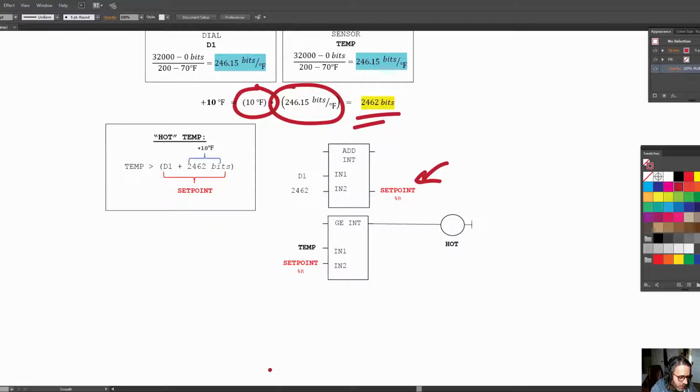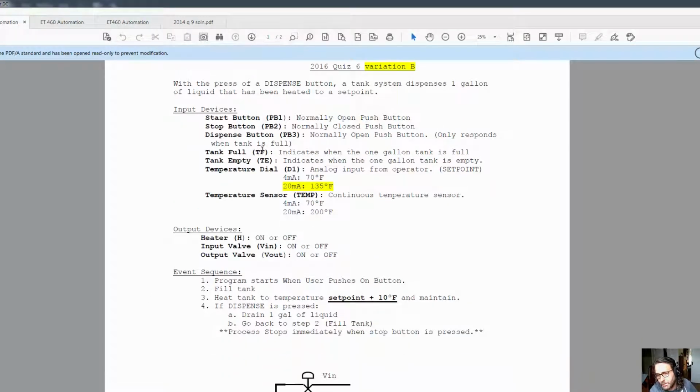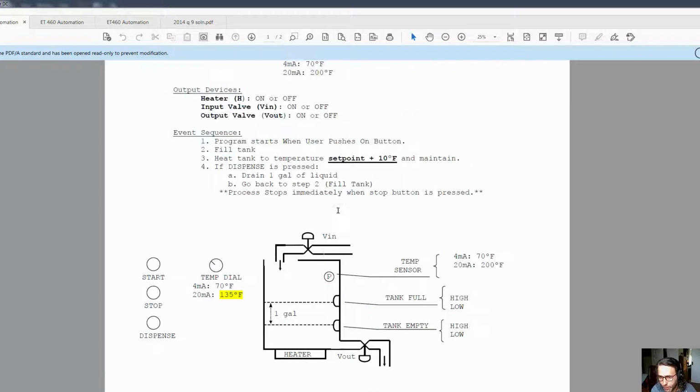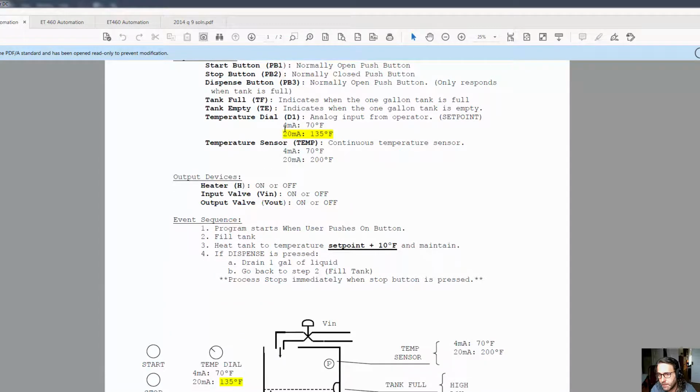So let's look at this first variation. I gave that to you in the Brightspace files, and it looks like this. The only thing that's changed, I highlighted, is that now the dial, which is the thermostat essentially, the user controlled dial, is on a different scale. It's starting at the same point, 70 degrees, so it's got the same zero, but now it ends at 135. How does that change the problem? Everything else is going to be the same except for the addition, something we have to add basically. So what is that? And that's what I really want you to think about.